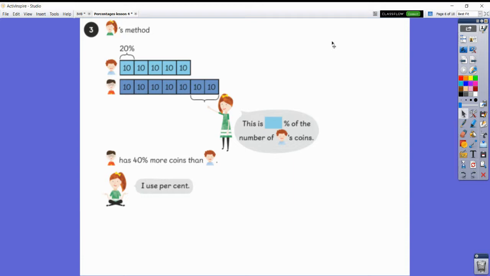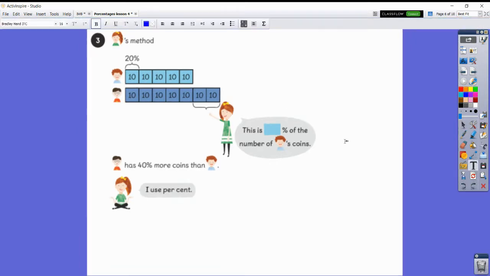You can also represent it as a percentage. So this boy has 50 split into 5 tens. So if we divide a number into fifths, 1/5 is the same as 20%. So here we've got 20% here and 20% there. So have a think what that would be. So this is 40% of the number of coins. Okay, so that's another way of looking at it.